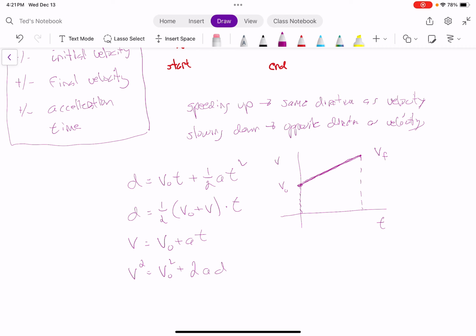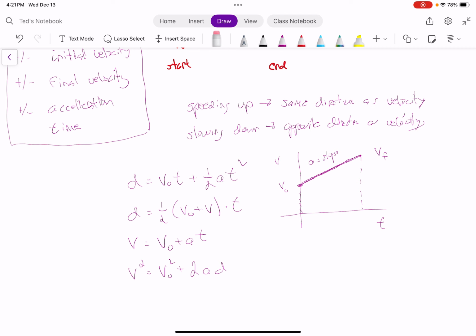Because velocity at any given moment is equal to the initial velocity plus acceleration times time, and acceleration is the slope of this line. So this is just y equals mx plus b, or y equals b plus mx, where x is our time, acceleration is the slope of the line, and v0 is the intercept of the line. So we can think of this equation as just like the straight line, y equals mx plus b, the straight line of that graph.